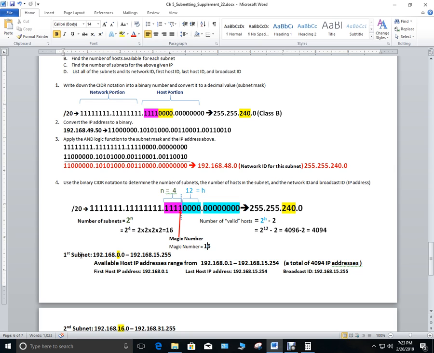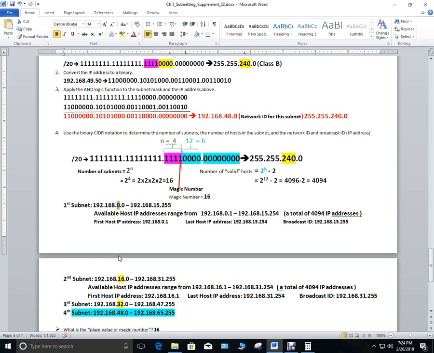Therefore, the first subnet is 192.168.0.0 all the way to 192.168.15.255. Okay, notice that the block changing is on the third octet. We add 16 to this 0 to get to the next subnet.